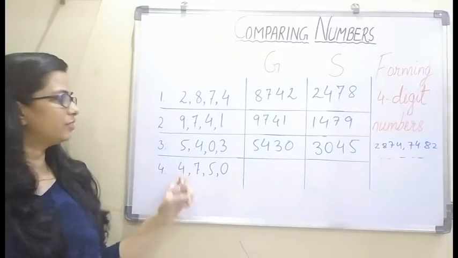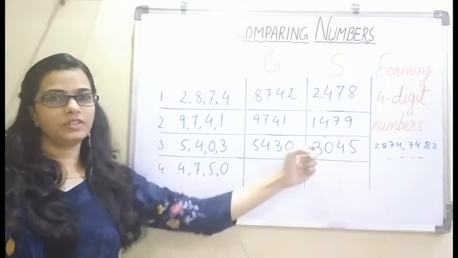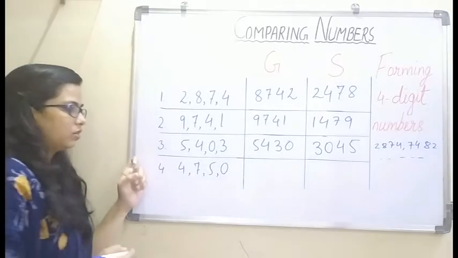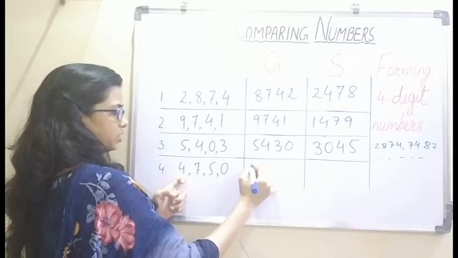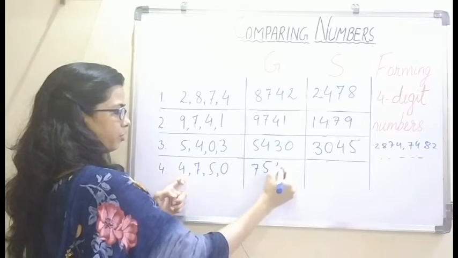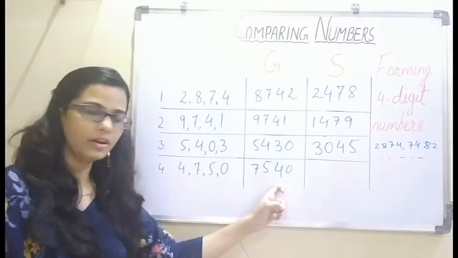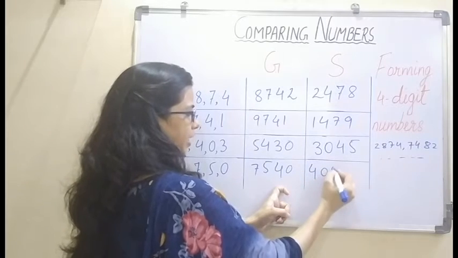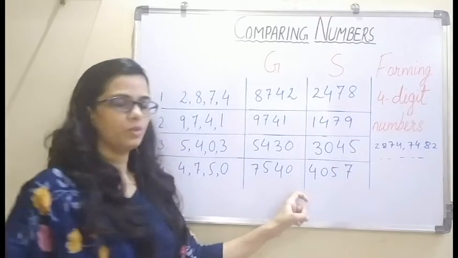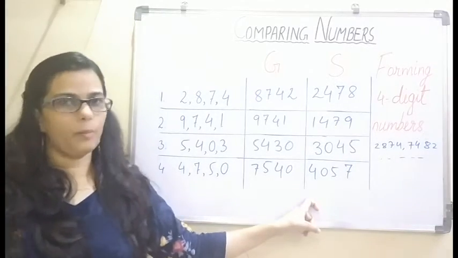Similarly, in the last case, we follow the rule which we applied in the third question. So we have 7540 as the greatest number and 4057 as the smallest 4-digit number.